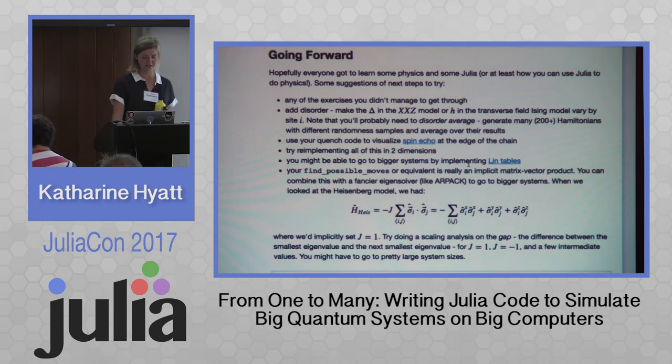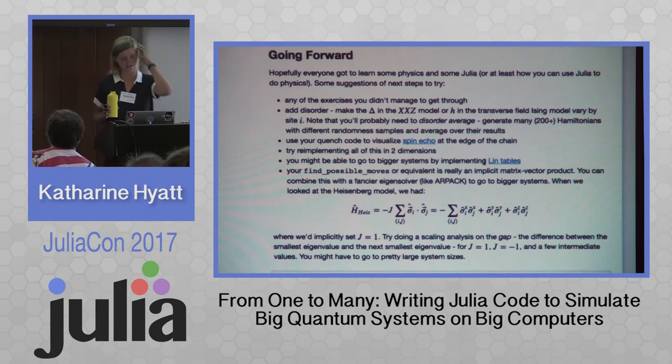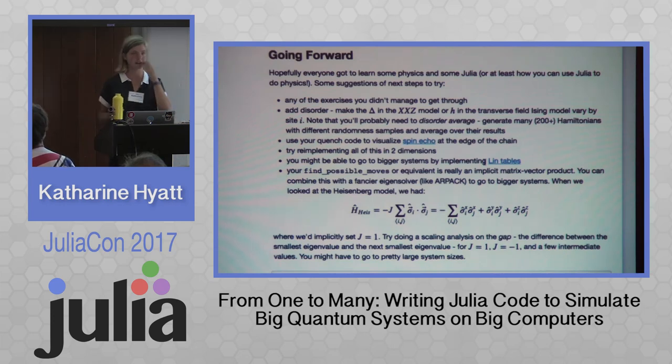There's another technique that would let you go to bigger systems called Lin tables, which is, I don't know if fun is the right word, but it's interesting. It's a puzzle if you want to extend this code to do bigger system sizes. And finally, if you wanted to use another fancy Julia or Fortran matrix solving library, you can rewrite your types to, instead of generating a matrix at all, just use the functions that figure out for each configuration, who can I move to? Since things like ARPACK or SLEPc can work based on those functions.